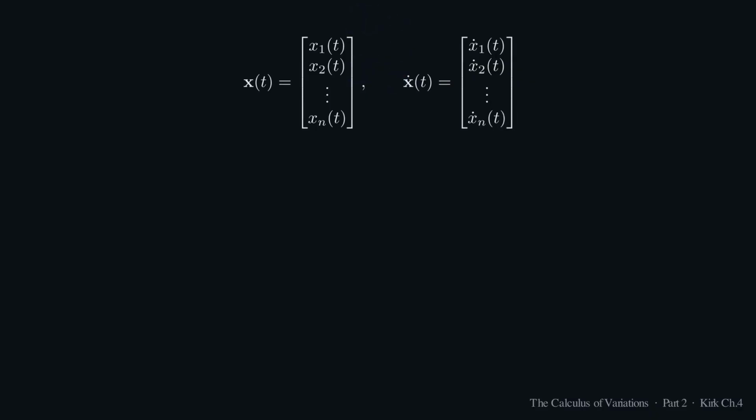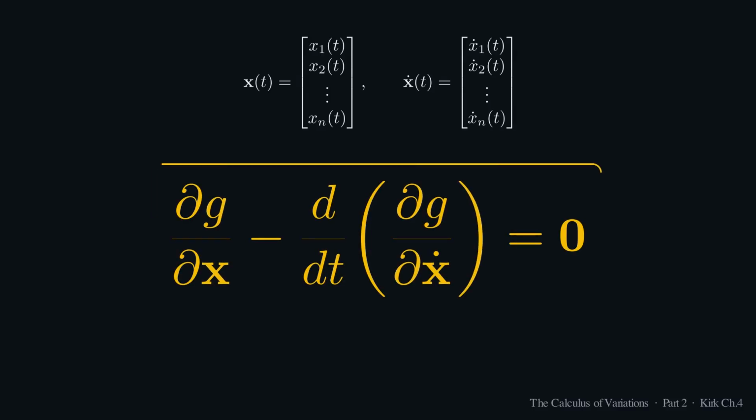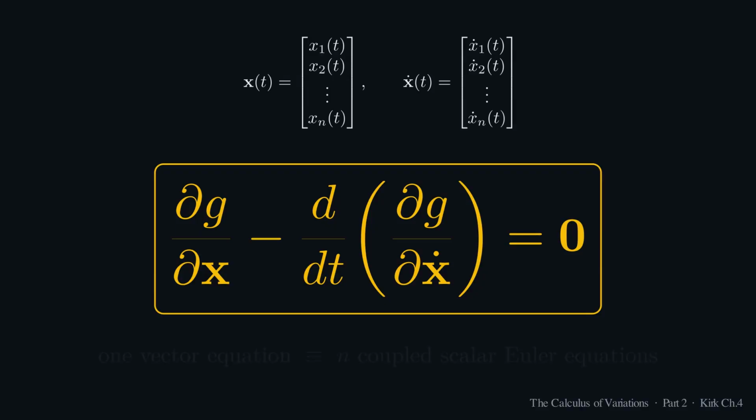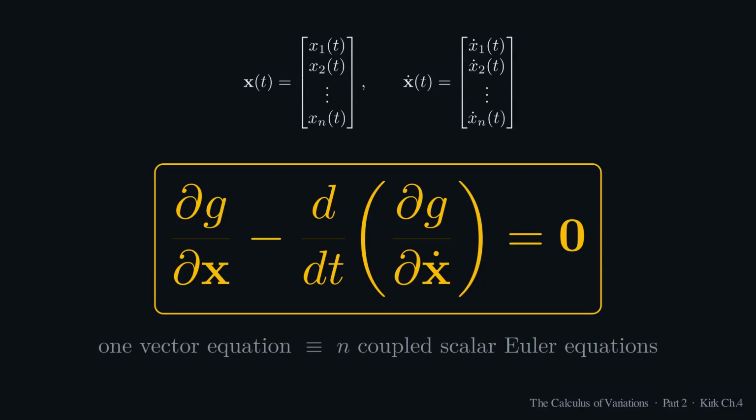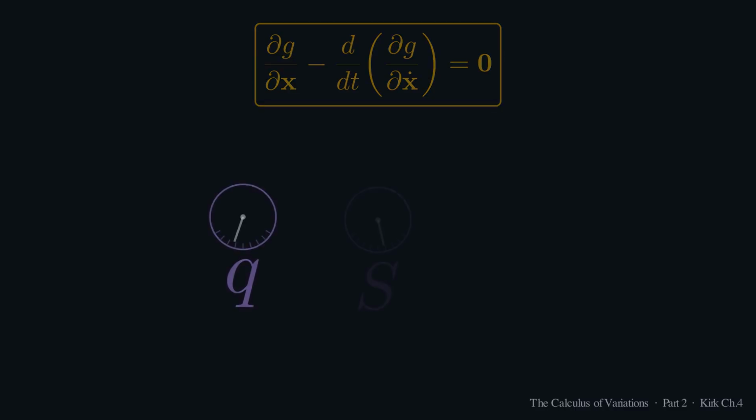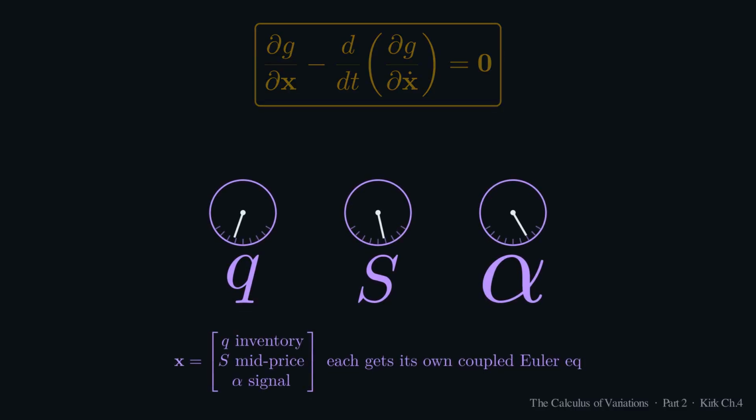Stack the functions into a column vector x, stack their derivatives into x dot, and the whole system collapses into a single clean vector matrix statement. The partial of g with respect to the vector x minus the time derivative of the partial with respect to x dot equals the 0 vector. One bold line that secretly means n coupled equations.